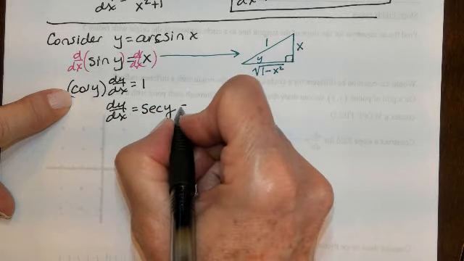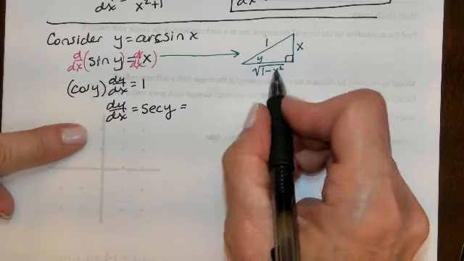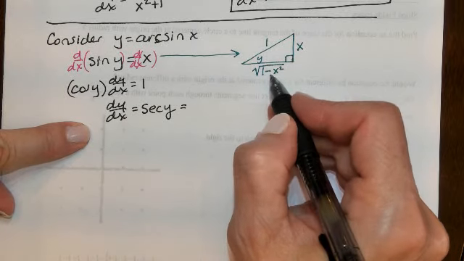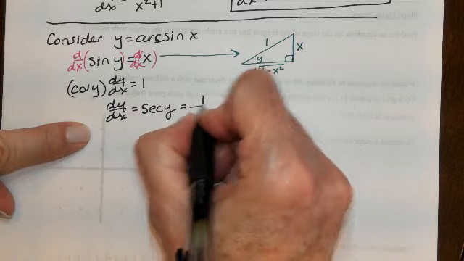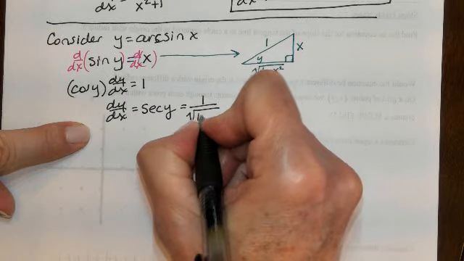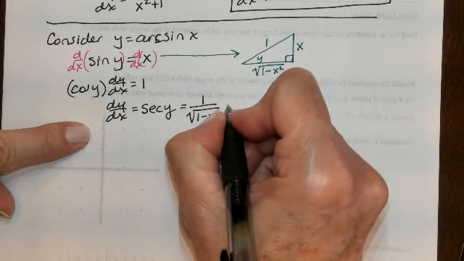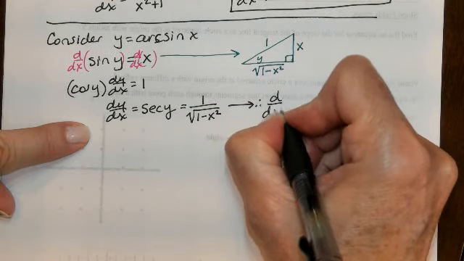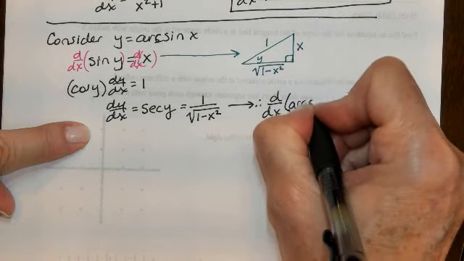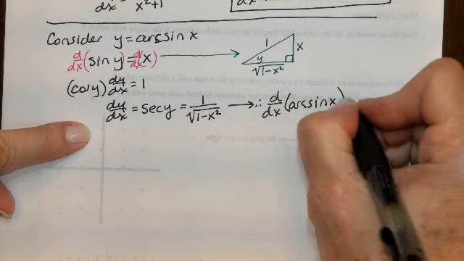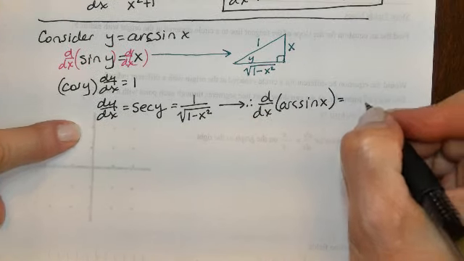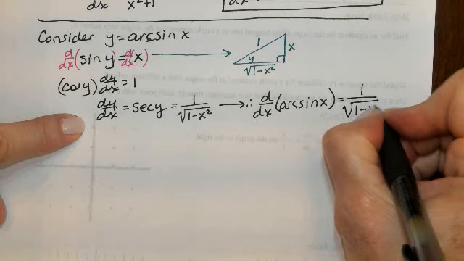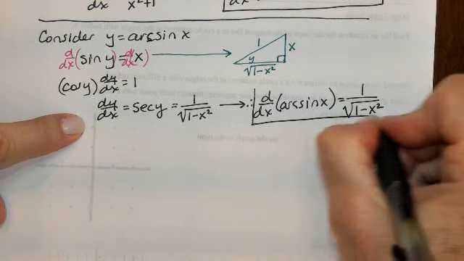But again, I'd like to get this in terms of x. So what is secant y? Well, secant y is hypotenuse over adjacent. So 1 divided by square root 1 minus x squared. Therefore, the derivative with respect to x of arcsine of x is equal to 1 over square root 1 minus x squared. And there's our second formula.